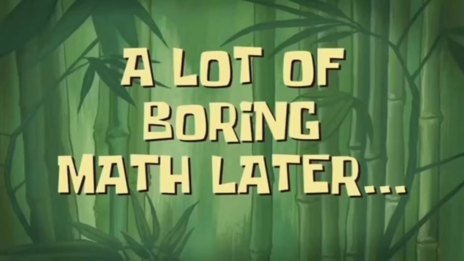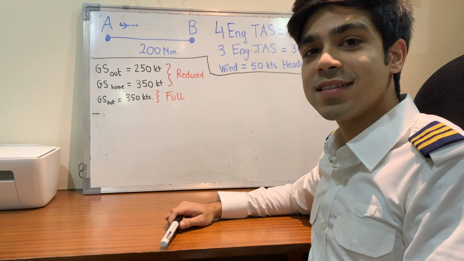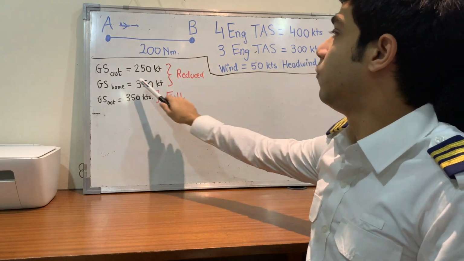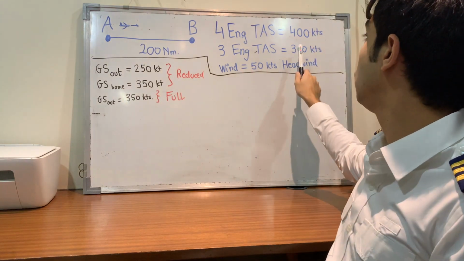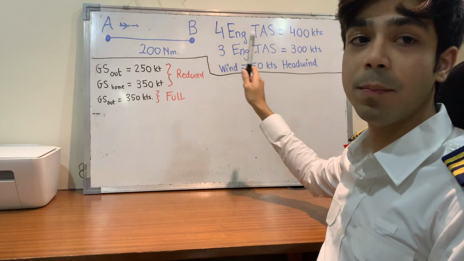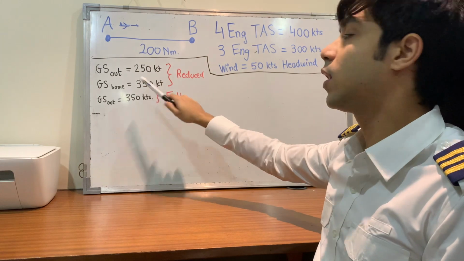Lot of boring math later. I have calculated the ground speeds. 300 minus 50 because it's a headwind. Ground speed out is equal to 250 knots. Ground speed home is equal to 300 plus 50, because now the headwind becomes a tailwind on the way back. So you get 350 knots.